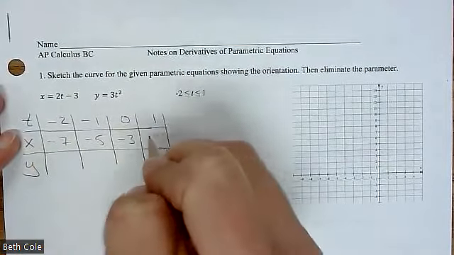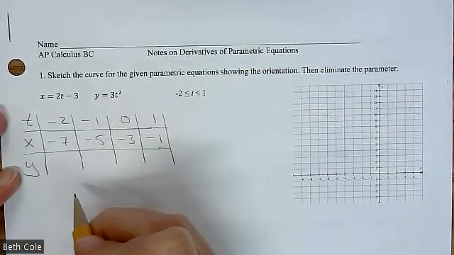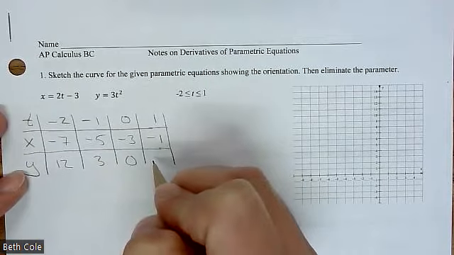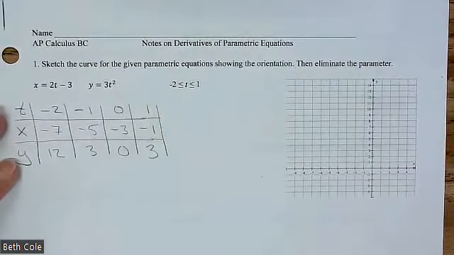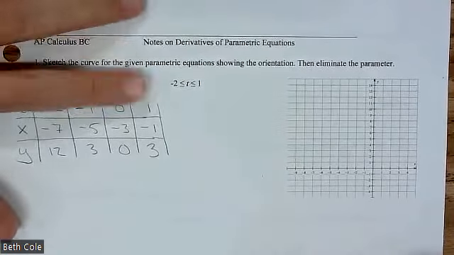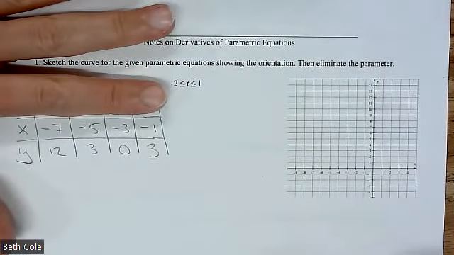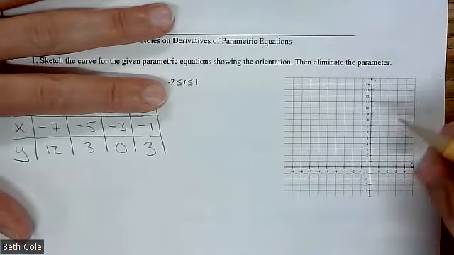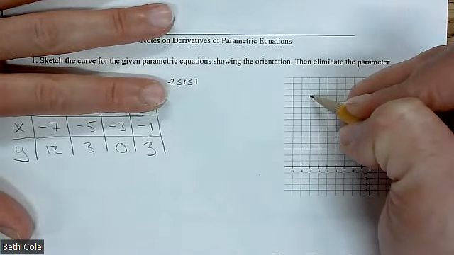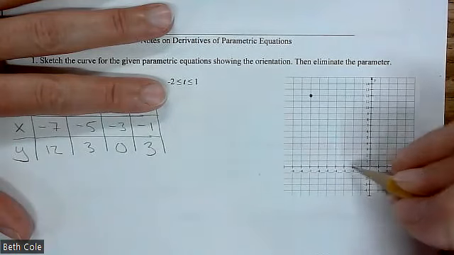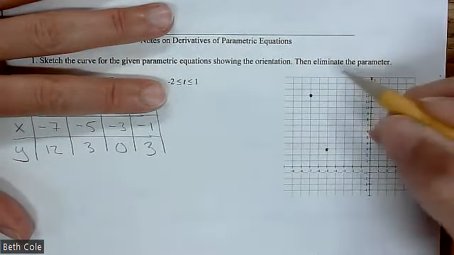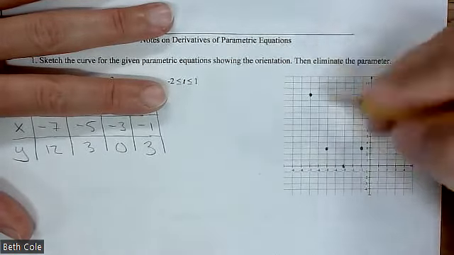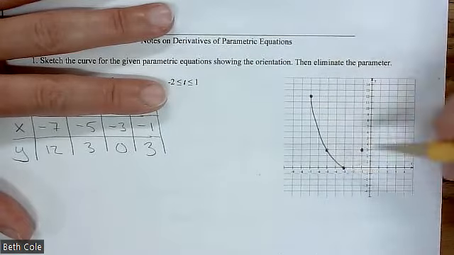All right. This is what I got. Is this looking like what you got? And I usually cover up the t row so that I don't end up looking at that when I go to plot them over here. So I'm starting at -7, 12. And then -5, 3. And then this is the direction that it's going to go. Like we're starting at this point, and that's the direction we're going to go. -3, 0, -1, 3. So it looks like what kind of a shape here?